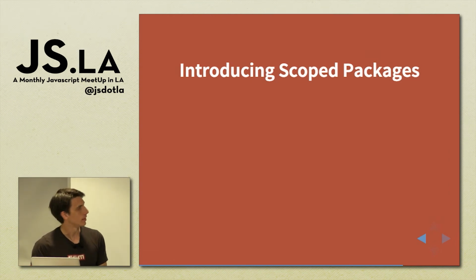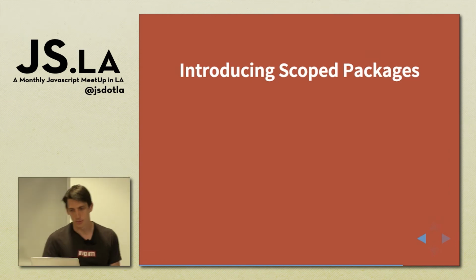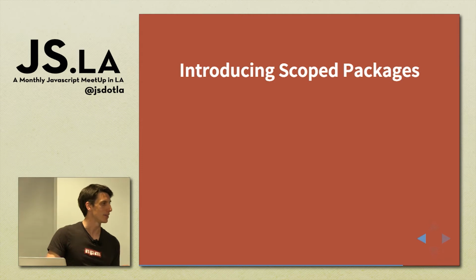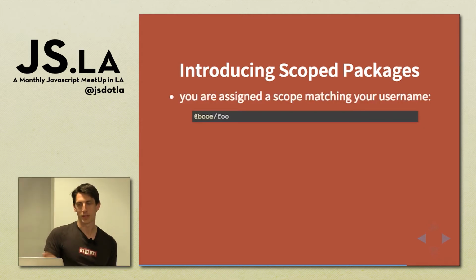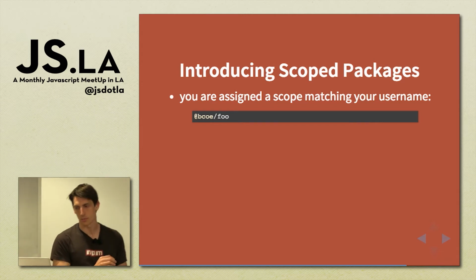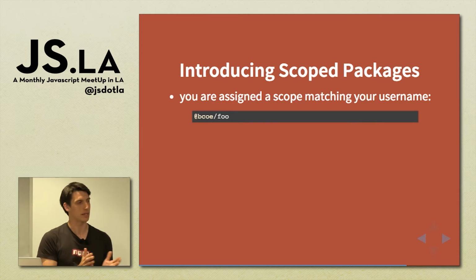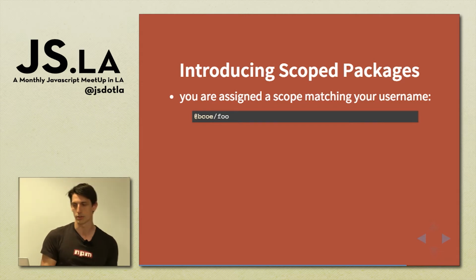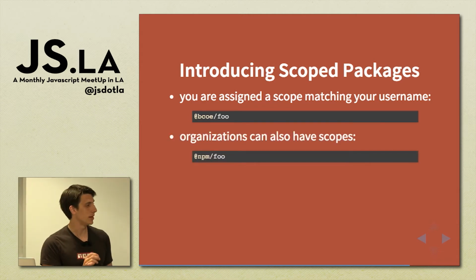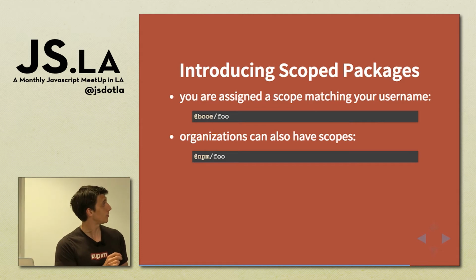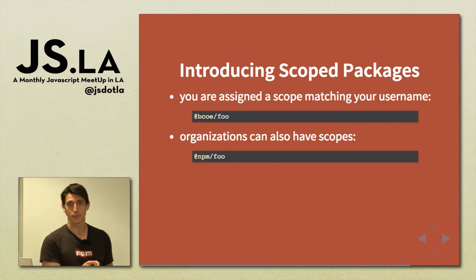So I'd like to introduce scoped packages to you. They're available right now, which I don't think we've done a great job of announcing yet. Basically, everyone in NPM already has a scope that matches their name. So I have @bco. If you have an NPM account, you have whatever scope matches your name. Within the next few months, organizations are going to also have scopes. So you can have @yourcompany.